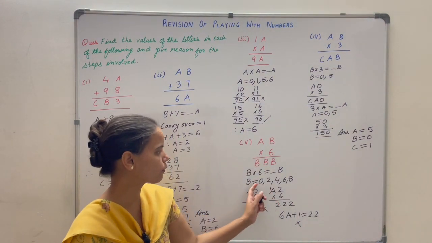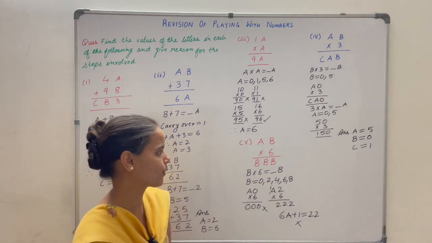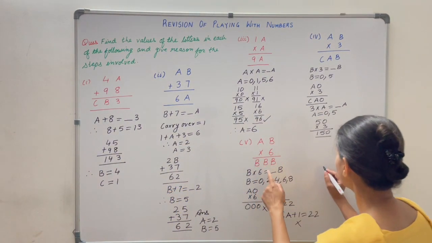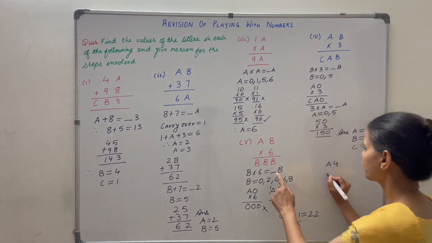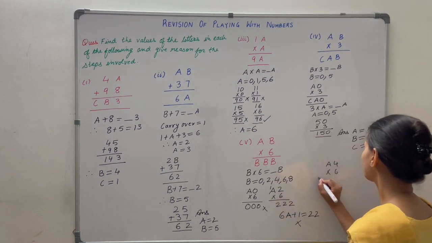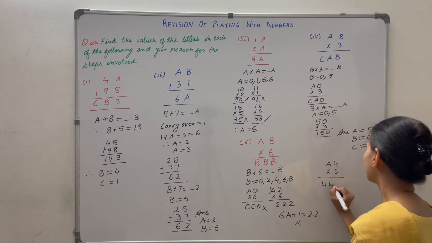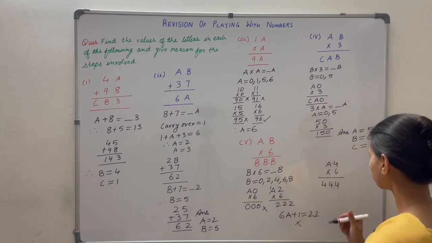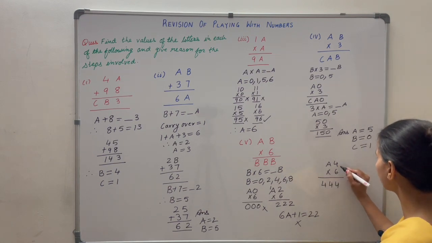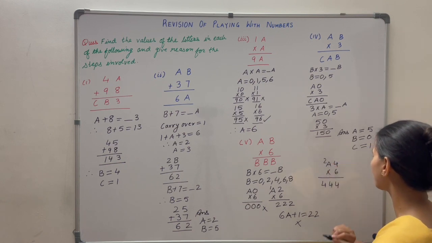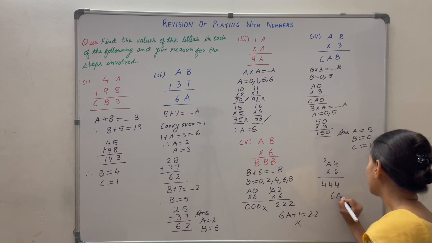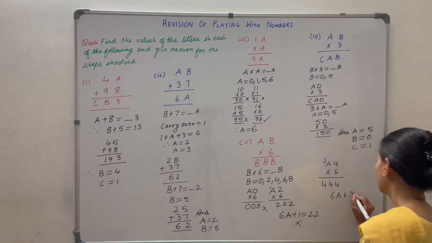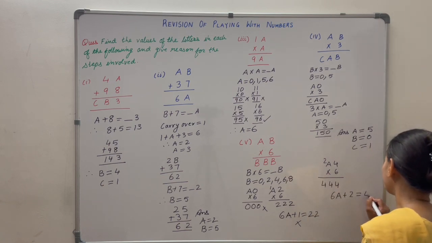Now let us try out B equals 4. So when you put B here as 4, you get A 4 into 6 should give you 4, 4, 4. So 6 into 4 is 24. You have a carryover 2. So 6 into A plus 2 should give you 44.